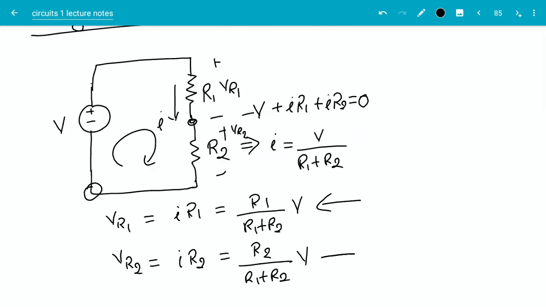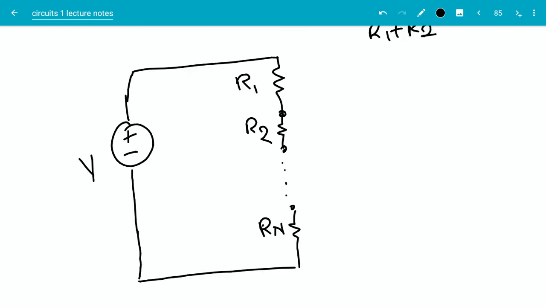If you observe these formulas, what you see is the voltage across R1 is proportional to R1, and the voltage across R2 is proportional to R2. That means the voltage divides proportionally to the resistance values. And this is the so-called voltage divider. We can extend the voltage divider formulas to n resistors in series instead of just 2.